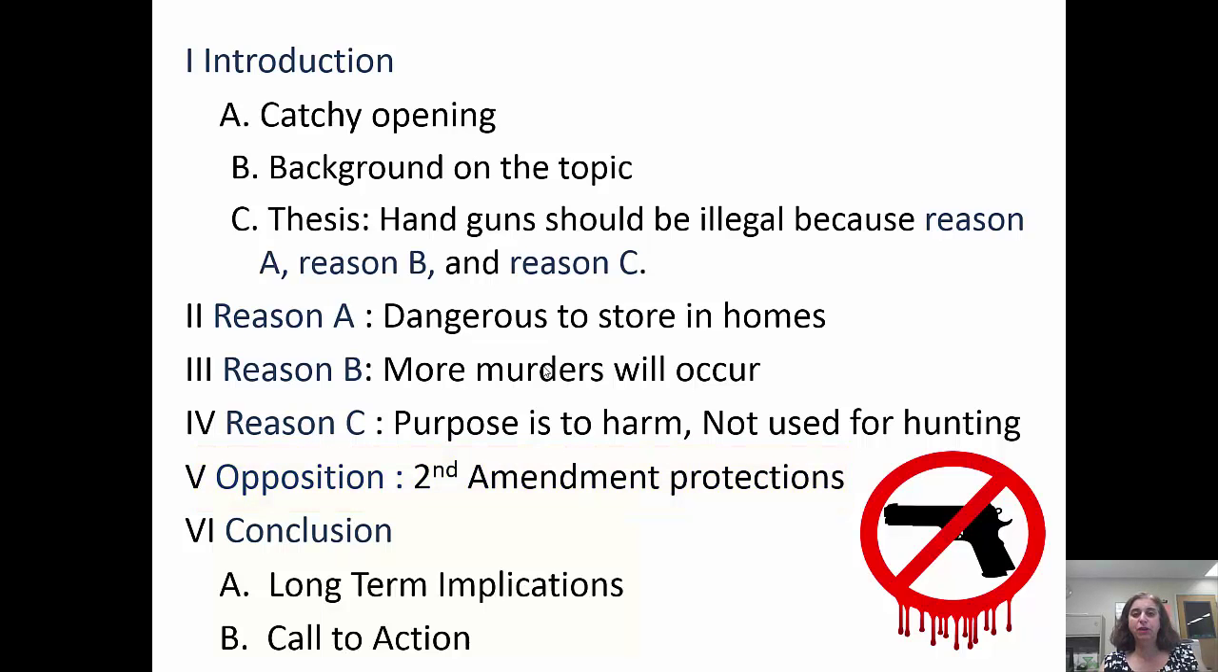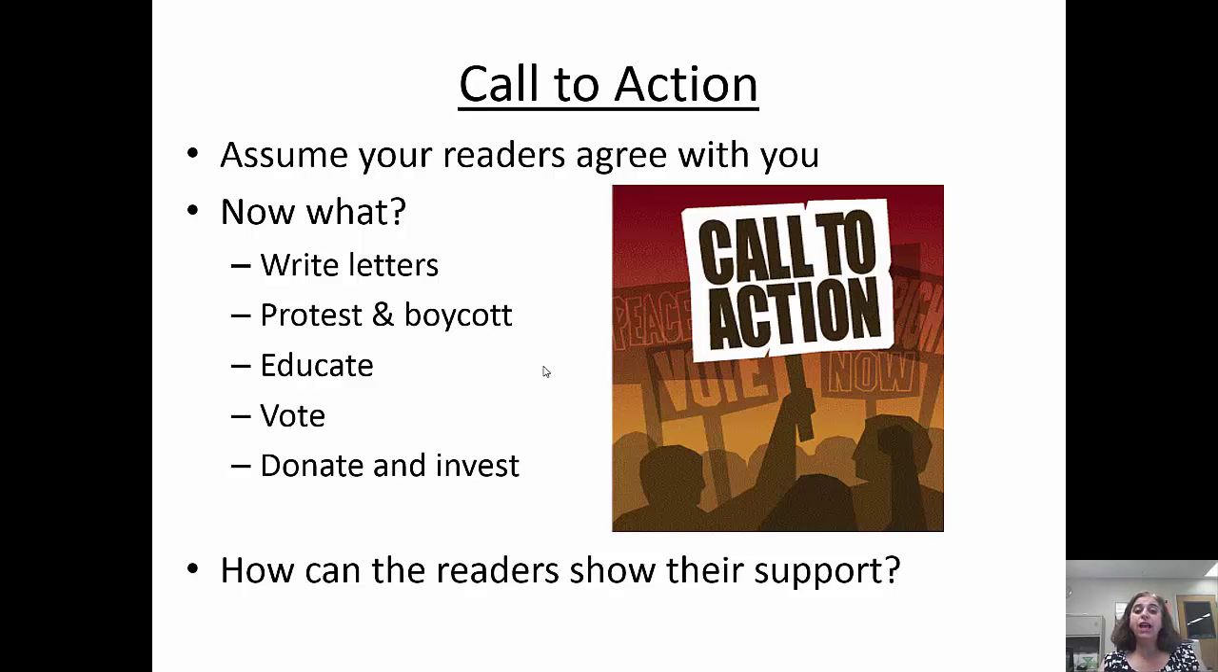Then you'd have your conclusion paragraph that would discuss the long-term implications of making handguns illegal and a call to action. Your call to action assumes your readers agree with you by the end of your paper. You're telling them, now what should they do? Should they write letters to the governor? Should they protest and boycott? Should they educate people on the issue? Should they use their power of vote? Or donate and invest money in the cause that they believe in? In other words, you need to end your essay by showing how the readers can show their support for the ideas you have presented in your essay.